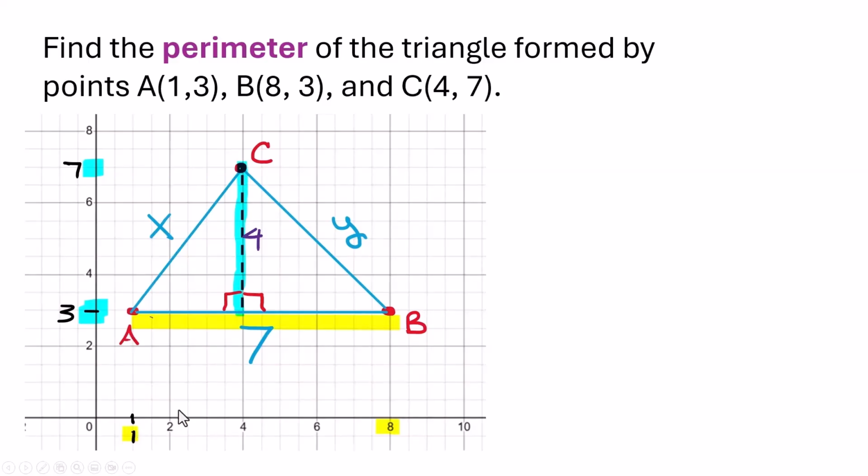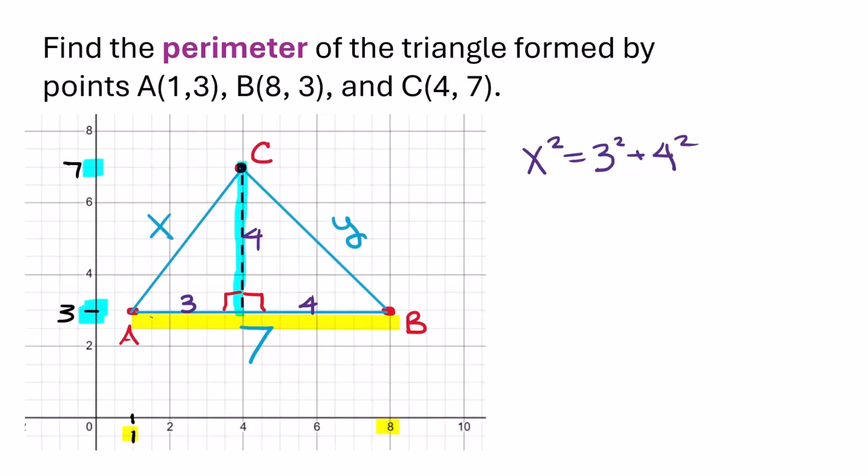And to go from 1 to 4 on the bottom, meaning this piece right here, that's 3 boxes. To go from 4 up to 8, that's 4 steps. Now we can set up and try to solve for x, because we have this right triangle right here, and it has a leg of 3 and a leg of 4, and the x is the hypotenuse. So remember, Pythagorean theorem, c squared equals a squared plus b squared. So x squared equals 3 squared plus 4 squared.